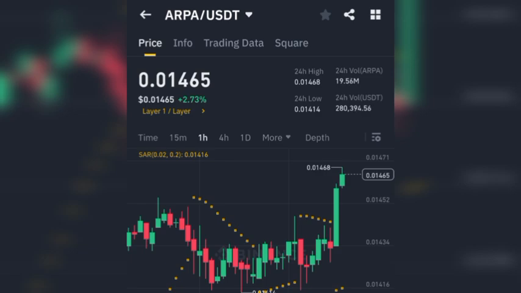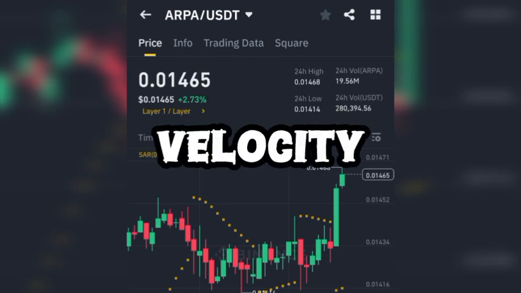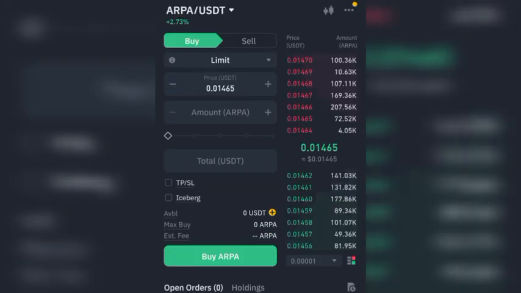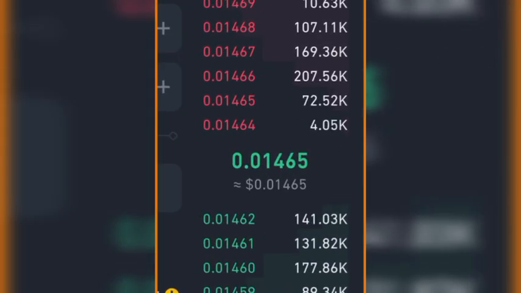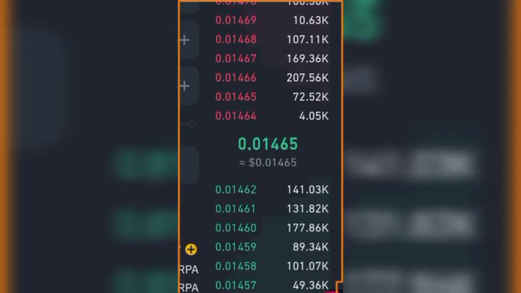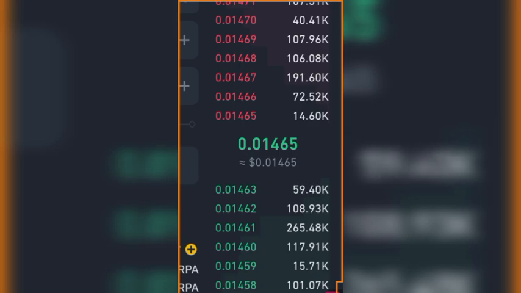Okay, let's start with my favorite, which is velocity. Let's go into the trading section. So here we are in the trading section. I want you to take a very good look at this place called the order book. Why? Because this is what's going to tell us about the velocity, the movement of the coin. You want your order book to be moving. Now, I can see that this order book is moving.